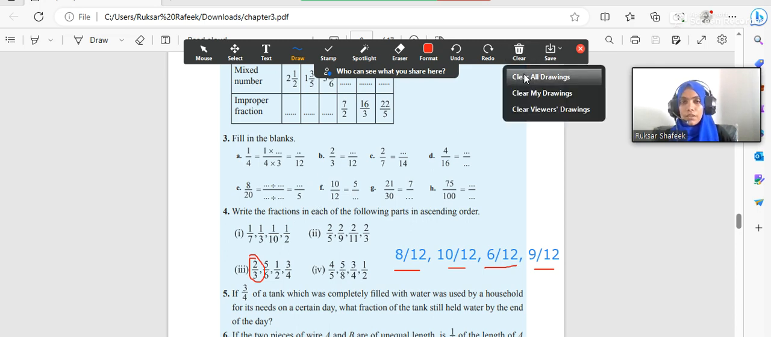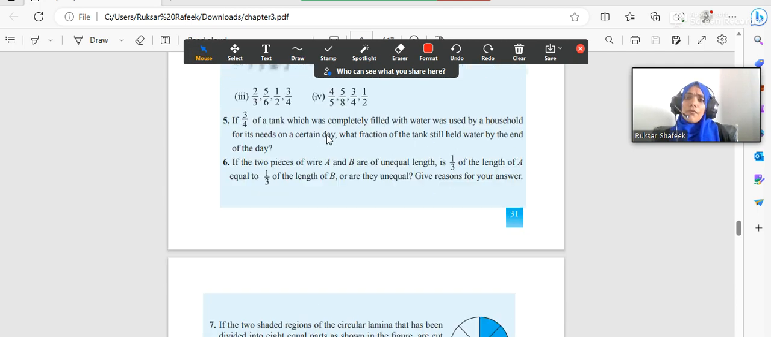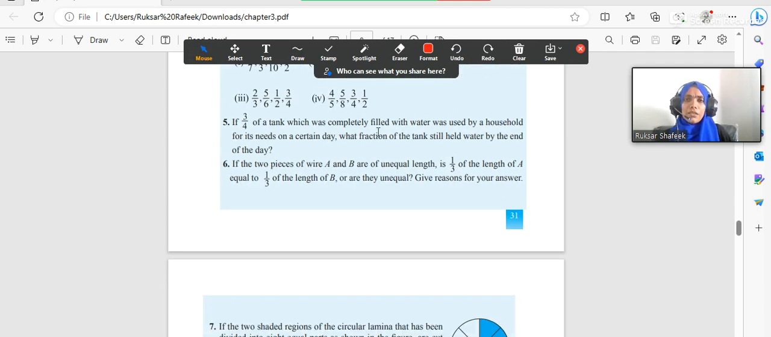These are the basic things about fractions. And next, this part is where you have to read the question carefully and answer. If 3/4 of a tank which was completely filled with water was used by a household for its needs on a certain day, what fraction of the tank still held water by the end of the day? So a whole tank, 3/4 is used up.